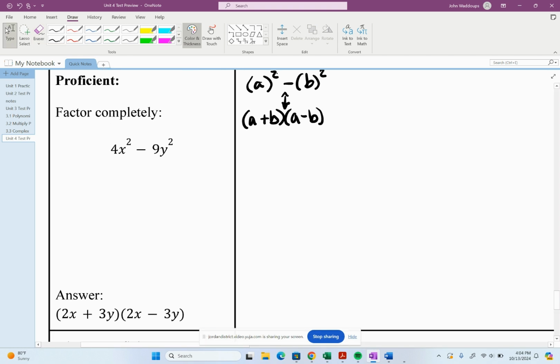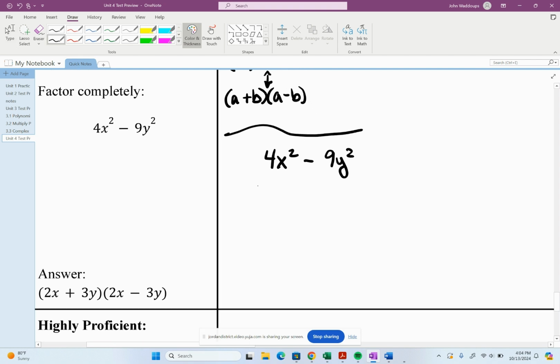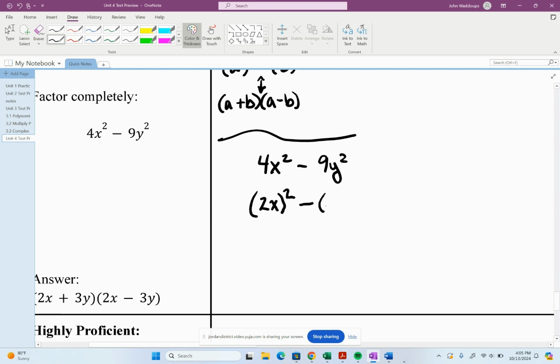So for this one, I'm going to say 4x squared minus 9y squared. Well, I know 2 times 2 is 4, and x times x is x squared. So if I have the quantity 2x squared, that's the same as 4x squared, minus, here I'm going to put 3y, because 3 times 3 is 9, and y times y is y squared, so that's minus 3y squared.